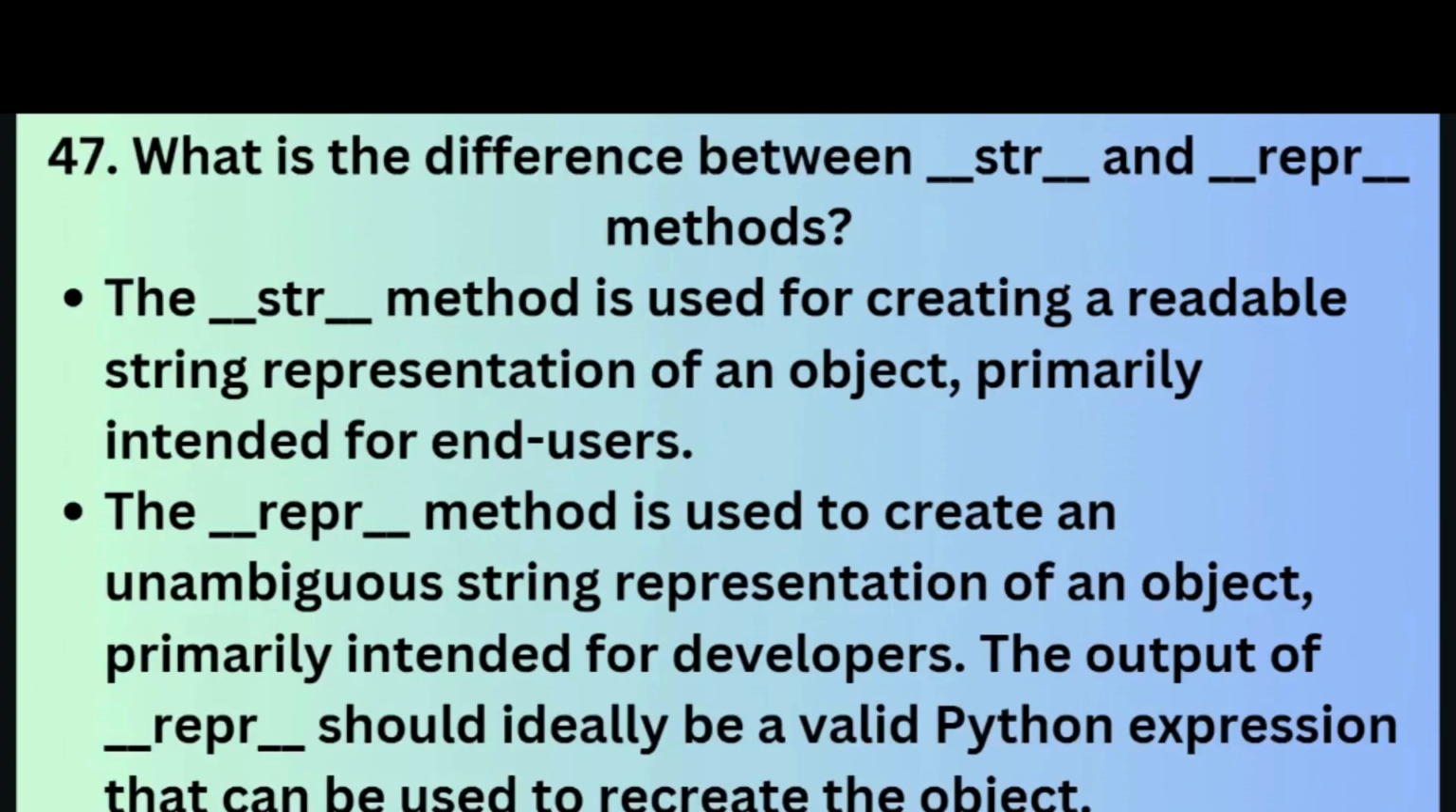And the next is: what is the difference between __str__ and __repr__? The __str__ method is used for creating a readable string representation of an object, primarily intended for the end user. The __repr__ method is used to create an unambiguous string representation of an object, primarily intended for developers. The output of __repr__ should ideally be a valid Python expression that can be used to recreate the object.